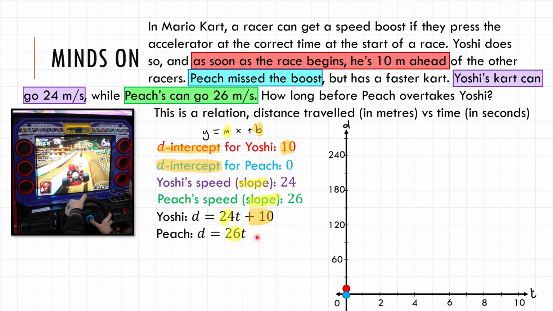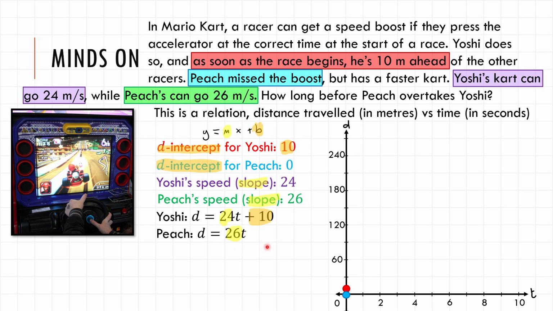And over here is our d-intercept, plus 10 for Yoshi. But there's nothing there for Peach. Why not? Well, plus 0, what would be the point of writing plus 0 for something? Adding 0 doesn't really change anything at all. And so therefore, Peach's equation is just 26t.